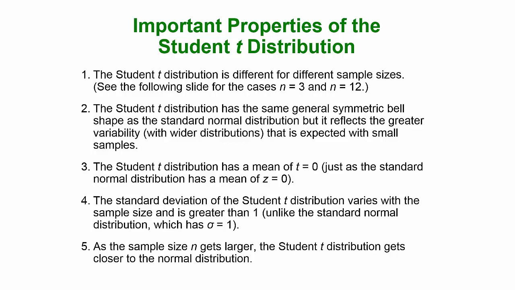Also, the student T distribution has the same general symmetric bell shape as the standard normal distribution, but it reflects the greater variability with wider distributions that is expected to occur when you have small samples. The student T distribution has a mean of T equals 0, just as the standard normal distribution does. The standard deviation of the student T distribution varies with the sample size and is greater than 1, unlike the standard normal distribution, which has sigma equals 1. As the sample size n gets larger, the student T distribution gets closer to the normal distribution.